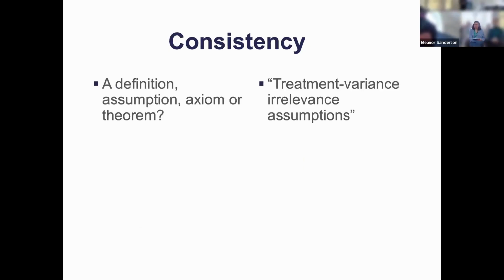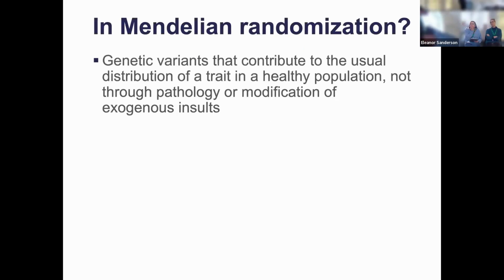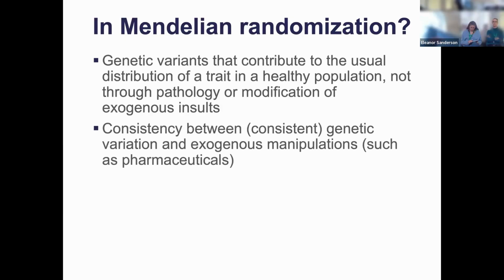So in the causal inference field generally, of course, there's the consistency assumption, whether it's an argument, a definition, an assumption, an axiom, or a theorem. It is sometimes referred to as the treatment variance irrelevance assumption. In the genetic area, in Mendelian randomization, this would relate to genetic variants that contribute to the usual distribution of a trait in a healthy population, not through pathology or modification of exogenous insults. So we see it as everything bad influences your CRP. One thing which definitely influences your CRP is having atheroma, atherosclerosis, or cancer, or having many illnesses. So any genetic variants that relate to those will in turn influence your CRP. So the consistency is going to be between the variants that contribute to the usual distribution of the trait.